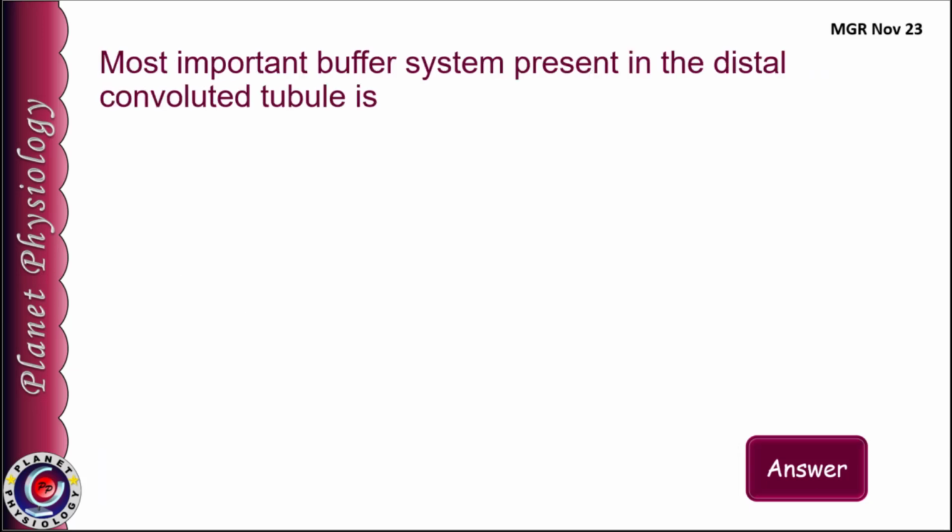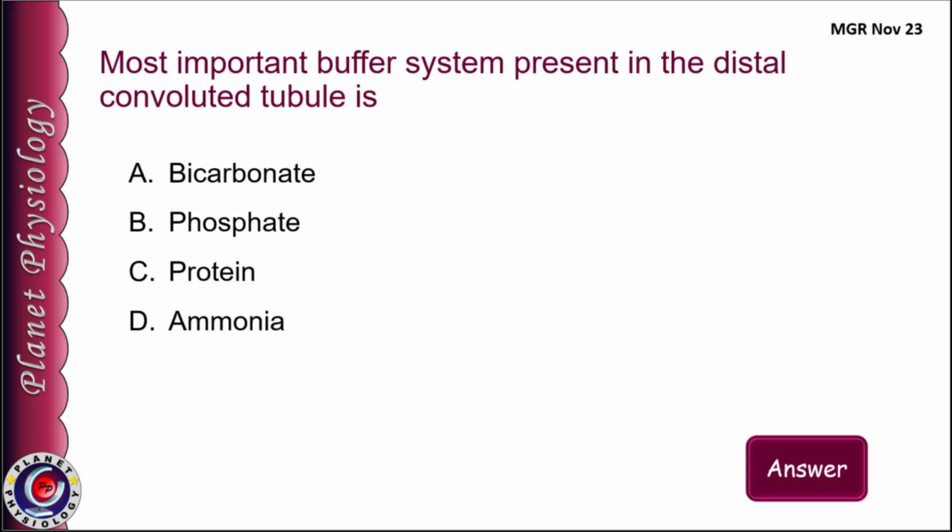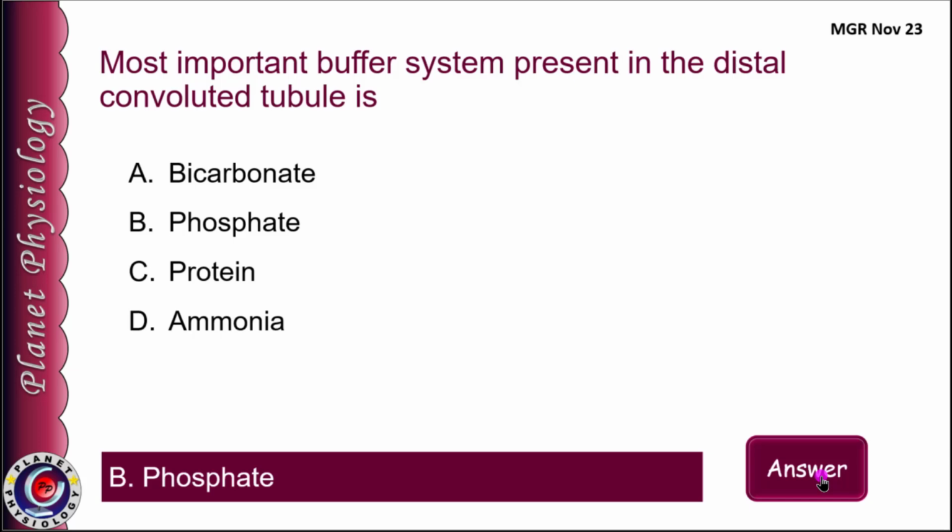Next question, again on acid-base balance. The most important buffer system present in the distal convoluted tubule is: A. Bicarbonate, B. Phosphate, C. Protein and D. Ammonia. Secreted hydrogen ions react with dibasic phosphates to form monobasic phosphates. This happens to the greatest extent in distal tubules and collecting ducts because phosphates that escape proximal reabsorption get highly concentrated in the distal segments. The reaction with ammonia occurs in proximal as well as distal tubules, and hence the correct answer over here is option B, phosphate buffer system.